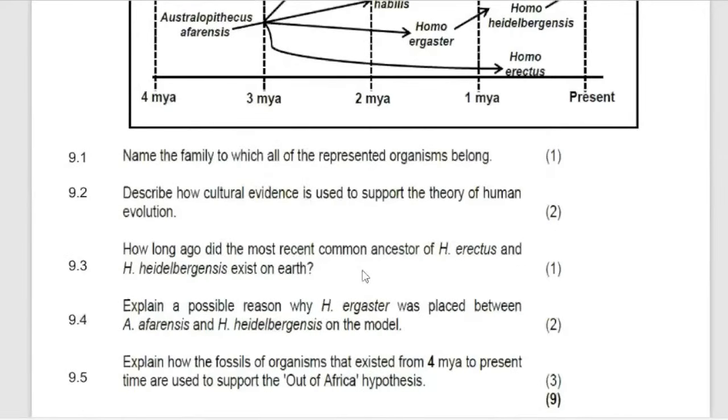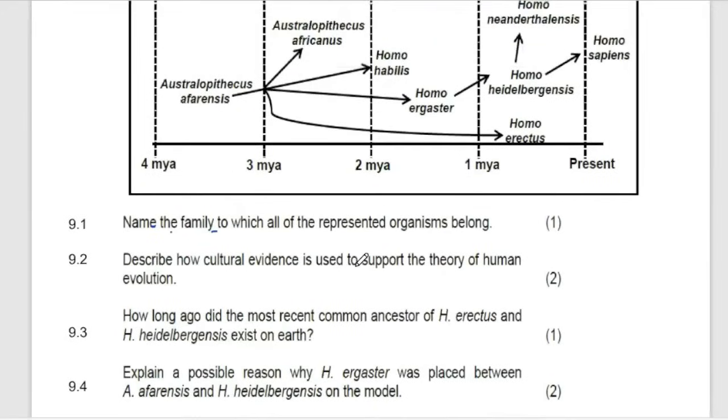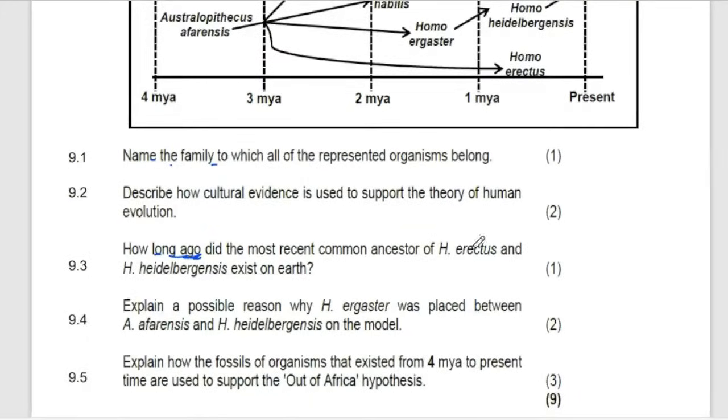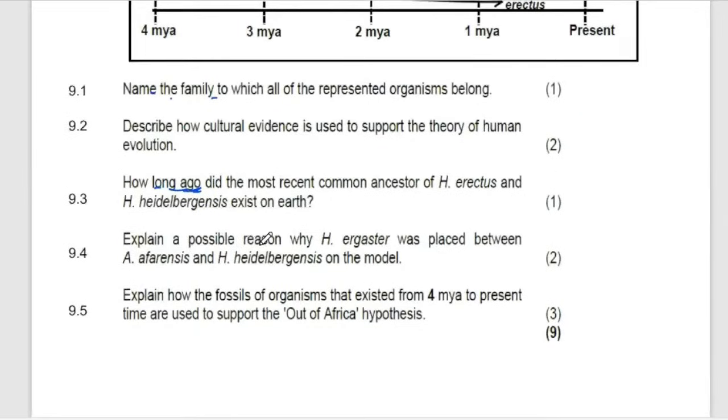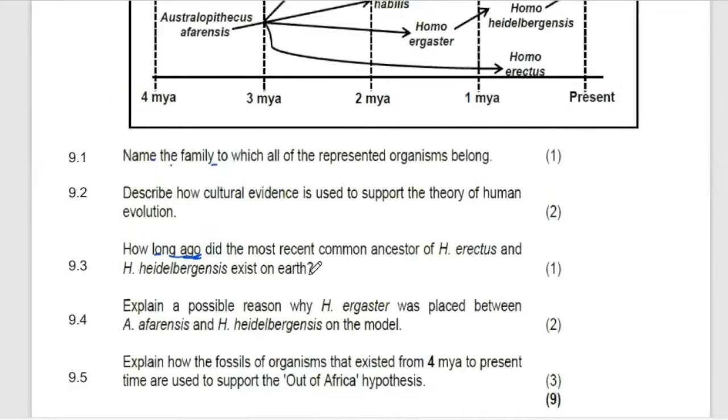Then let me just go here. Lastly, name the family to which the organisms belong: Hominidae. And then describe the cultural evidence. We talked about it. Most recent, how long ago? So you talk about how many years ago. Yes. And then explain the possible reason why Homo ergaster was placed between Australopithecus afarensis and Homo. It means that it's a transitional fossil, therefore it has characteristics of both this and this.